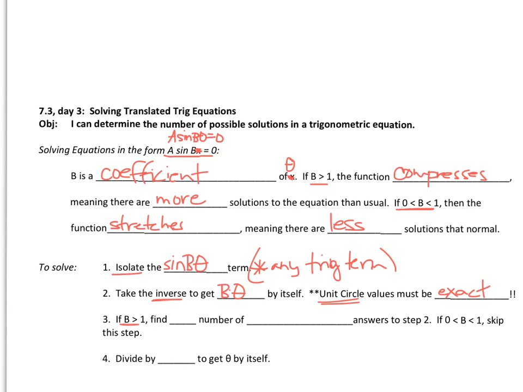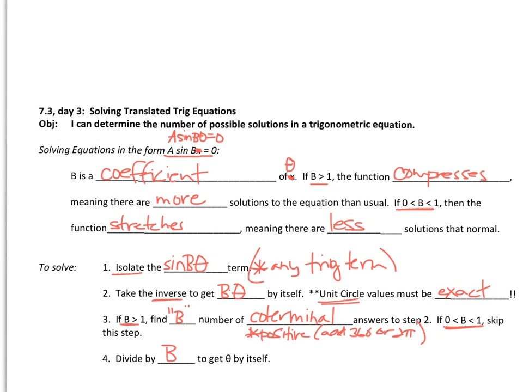Now thinking about the number of solutions, this step gets kind of crazy. If b is greater than 1, we have to find b number of coterminal answers to step 2, and they need to all be positive. To get that, we'll either add 360 or add 2 pi, depending on if you're in degrees or radians. If b is between 0 and 1, so if b is a fraction, we can skip step 3 altogether. Last but not least, you still have to isolate theta, and to isolate theta, we'll divide by b.